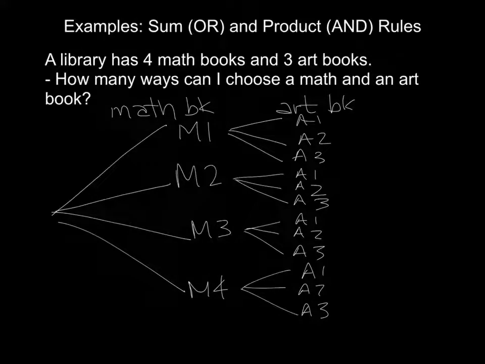So if you follow this tree diagram, you can see you have 12 different ways of choosing 4 math books and 3 art books. If you follow this branch of the diagram, you get Math Book 1 and Art Book 1. You follow the next branch, you get Math Book 1, Art Book 2. Math Book 1, Art Book 3. Math Book 2, Art Book 1, Math Book 2, Art Book 2, just kind of randomly choosing a path now. Math Book 3, Art Book 3, Math Book 4, Art Book 2, Math Book 4, Art Book 3.